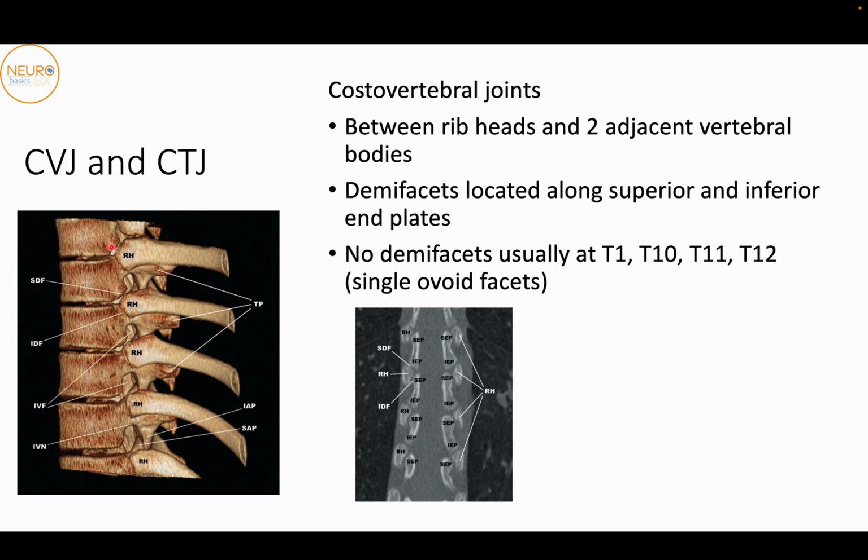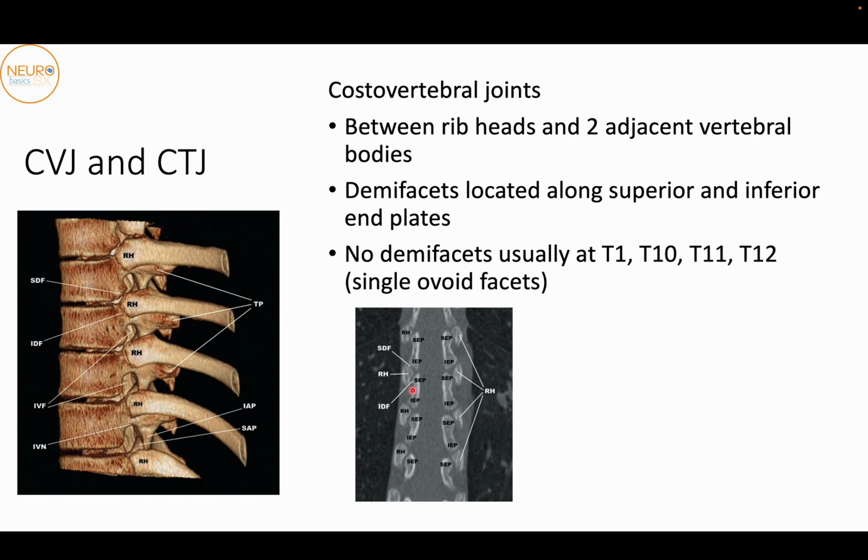Right, so as we can see, there's a superior demifacet over here located at the inferior end plate of the superior vertebra, and an inferior demifacet over here located at the superior end plate of the inferior vertebra. Now, at the level of T10, T11, T12, and at T1, there are no demifacets, there's no half facets over there. They have single ovoid facets, and the rib head articulates only with one vertebra over there and not with two.